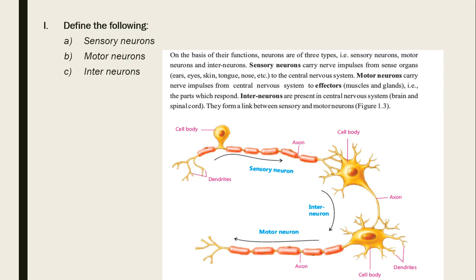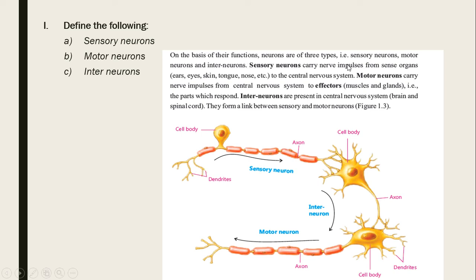Next question in 1.4, question number 3, is: define the following. Now define, it's the definition. Number 1 is the sensory neuron. You have to mention what their exact definitions are. Please focus on your book. Here you can see a paragraph on the topic types of neurons, that might be page number 3. On the basis of their functions, neurons are of 3 types: sensory neurons, motor neurons and interneurons. Here the definition is lying. From here you have to pick.